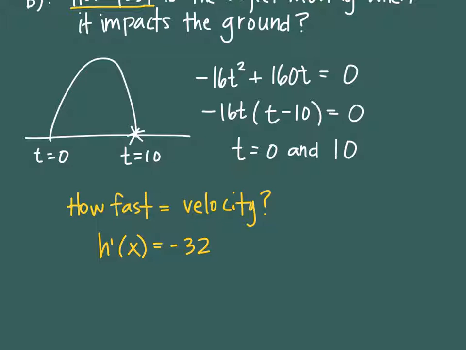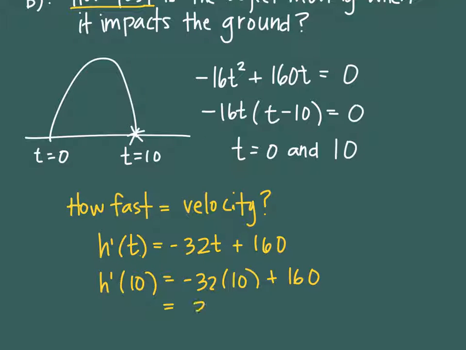h of t, there we go, negative 32t plus 160. And so finding that at 10 would be negative 32 times 10 plus 160. That's negative 320 plus 160. So that's negative 160.